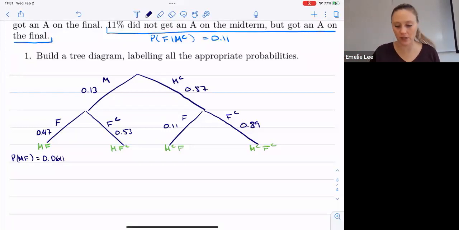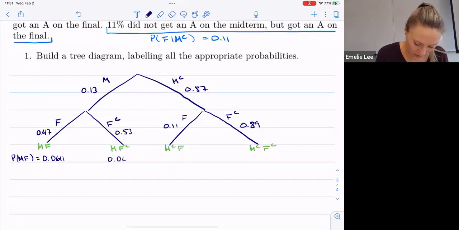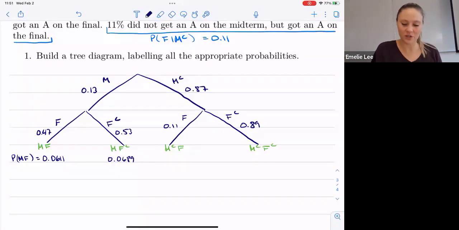To get the probabilities at the end of each branch, you just multiply down the branches. So 0.13 times 0.53 is 0.0689. This is usually how I end up writing it, just with the probabilities at the end, and I don't even explain myself.